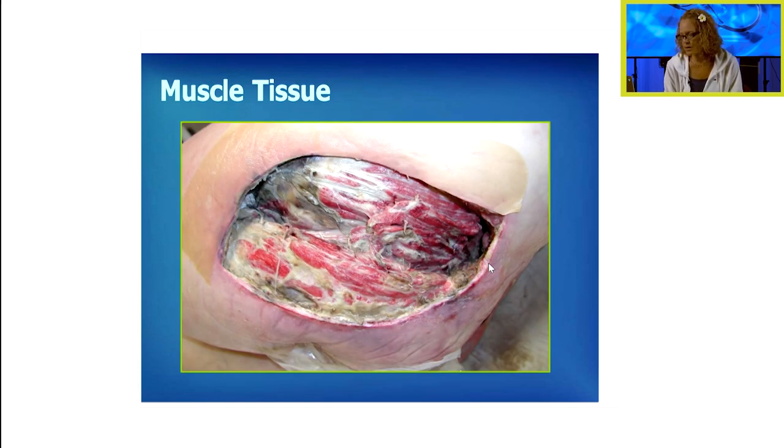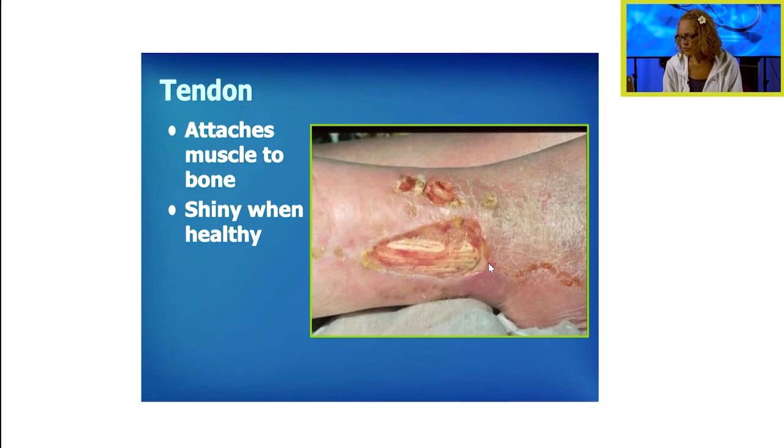Again, here we see some muscle tissue coming into a wound that has been healing for a very, very long time and probably has had a lot of debridement and treatment so that new granulation tissue and muscle tissue can start growing back.